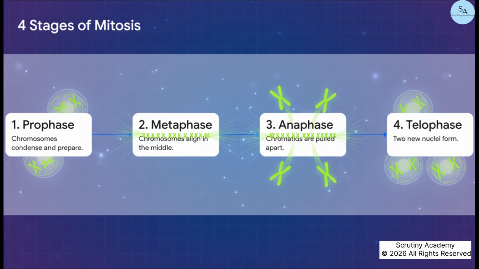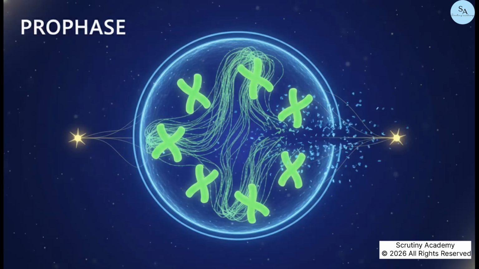Let's quickly walk through what happens in each one. Everything kicks off with prophase. Inside the cell's nucleus, all that long, stringy DNA starts to coil up super tight, forming those thick, X-shaped chromosomes that we can actually see with a microscope. At the same time, the wall around the nucleus, the nuclear membrane, starts to disappear, letting the chromosomes out.